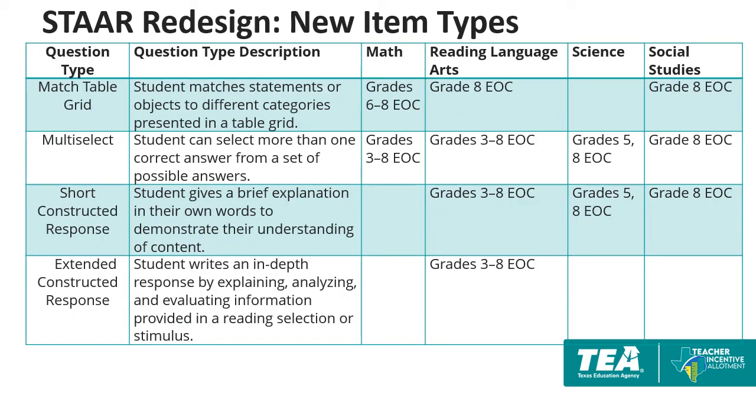Additional new item types include the Match Table Grid, which has students match statements or objects to different categories presented in a table or grid. Multi-Select will allow more than one correct answer for an assessment item. There's also Short Constructed Response, which has students give a brief explanation of their understanding in their own words. And Extended Constructed Response will allow students to write an in-depth response to a provided stimulus.